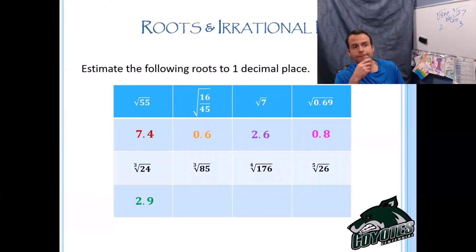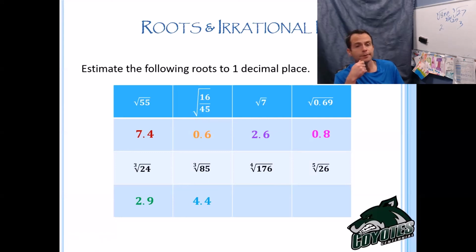Cube root of 85, well, I know that 4 cubed is 64, and I know that 5 cubed is 125. So I'm 4 point something, okay, 4 point something. 4.4, 85 is slightly closer to the 64 than it is to the 125.